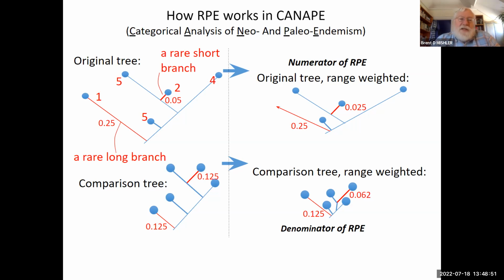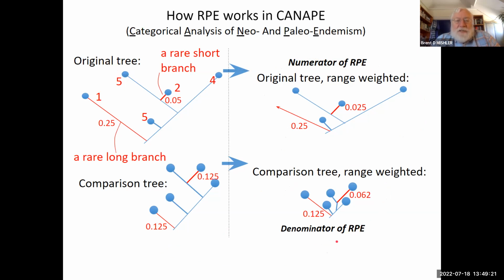And what's done, the upper left is the same old original tree you've been looking at this whole time, which happened to have a rare short branch and a rare long branch on it. We are making that range weighted, which we've already showed how we do. That's upper right, the original tree range weighted. And what we're doing for RPE is now we have the comparison tree in the lower left, and we're going to range weight that, which is now shown in the lower right.